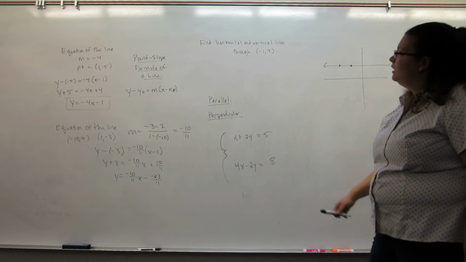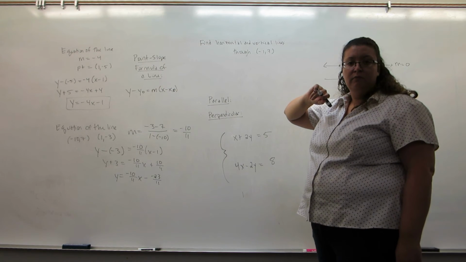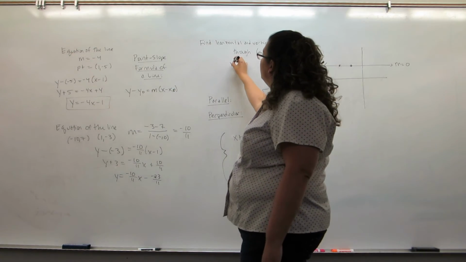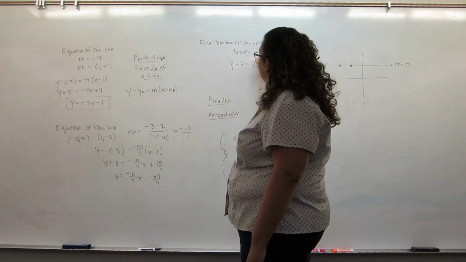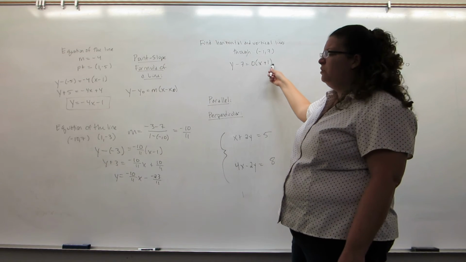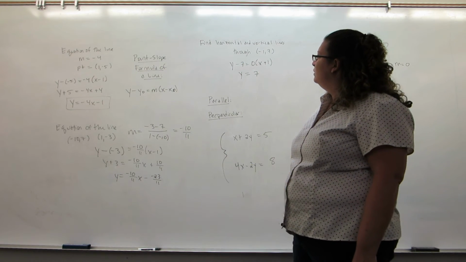Meaning, if I want to find the horizontal line through the point (-1, 7), the slope is always 0. So it's y minus 7 is 0 times (x + 1). 0 times anything is 0, so this is just y = 7.